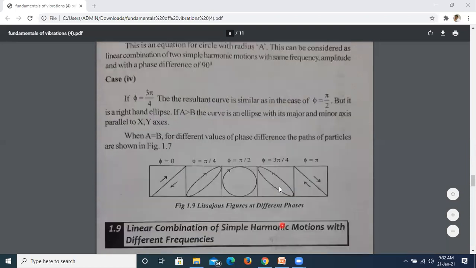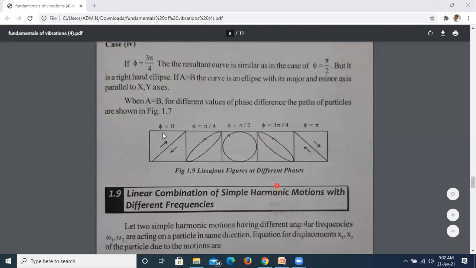Okay, so let me repeat. You observe these figures. For the phase difference phi equal to 0 or 2 pi, this is along the diagonal of the rectangle, right? So the resultant motion of the particle would be along the straight line. When the phase difference phi is equal to pi by 4, you will get oblique ellipse, that lies in the first and third quadrant along this direction. This is in clockwise direction. So you will get the resultant motion of the particle as a clockwise ellipse.